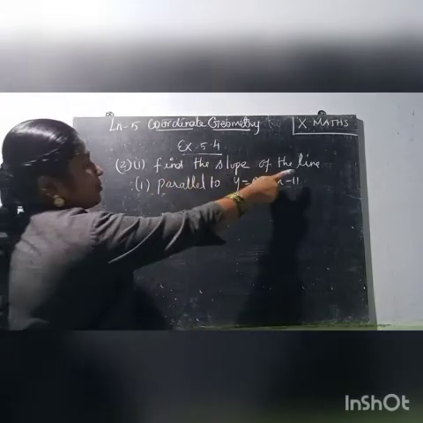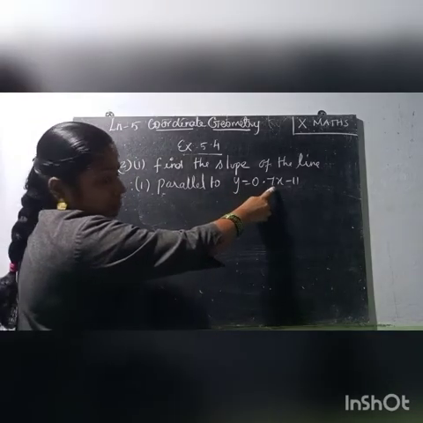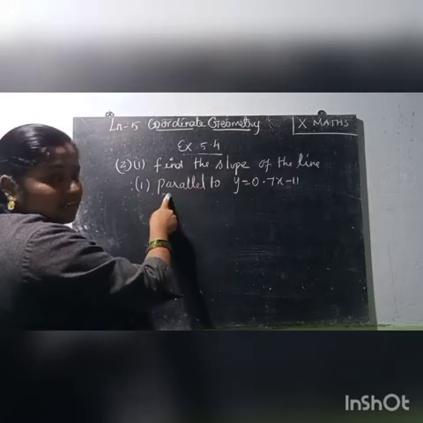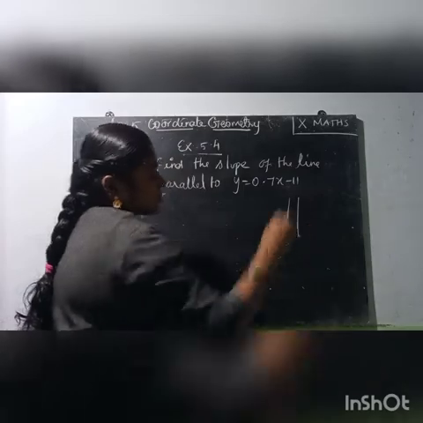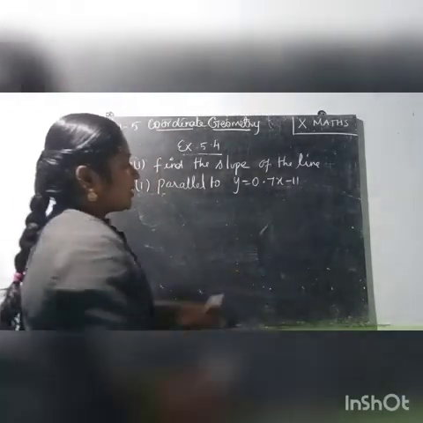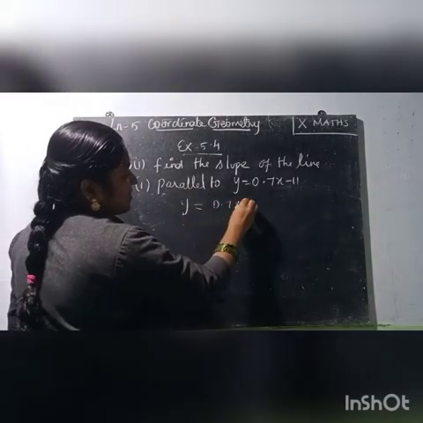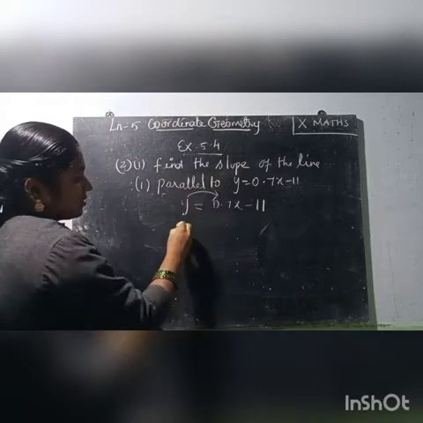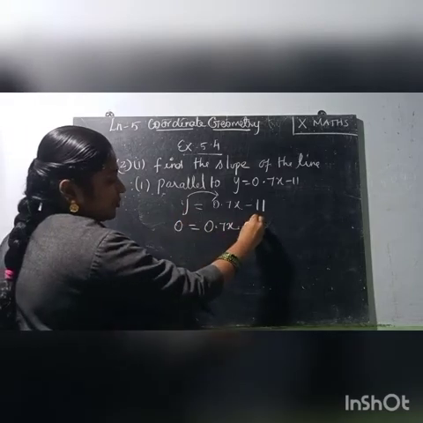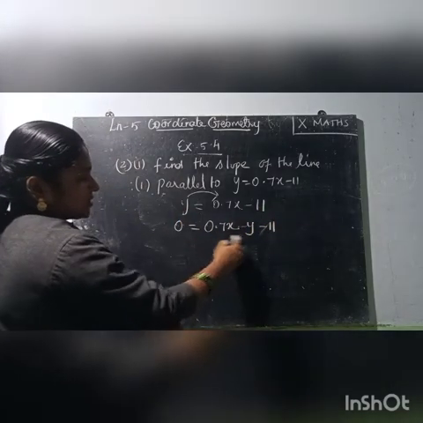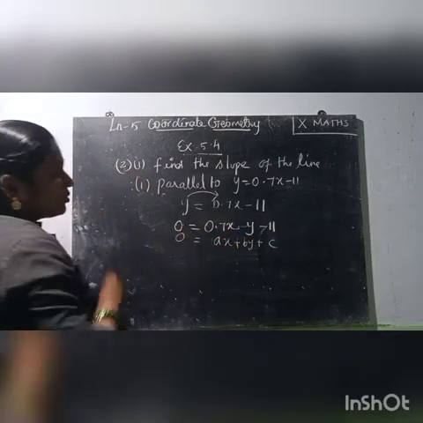See, find the slope of the line parallel to this equation. So now let me find out first the given equation's slope. Then they have given the parallel equation's slope. So we know if two lines are parallel, the two slopes must be equal. So let me find out first the given line's slope. So the given equation is y equal to 0.7x minus 11. We can bring this y here. So we will get 0 equal to 0.7x, then plus 5 will change into minus y and this minus 11. So this is in the form of ax plus by plus c equal to 0.